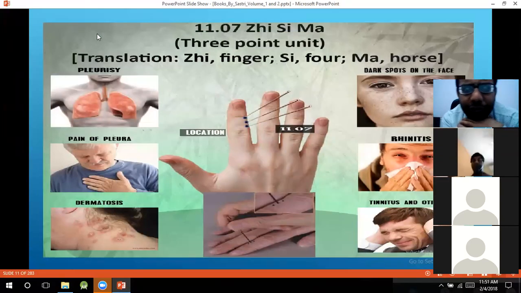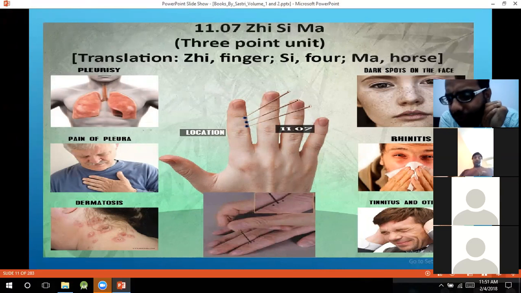This is 11.07, so it's a 3-point unit. There are certain points which are not 1-point or 2-point units. In Tung acupuncture, there may be 3-point units.